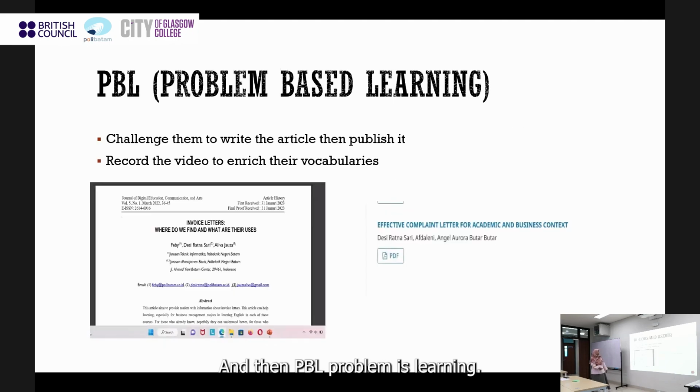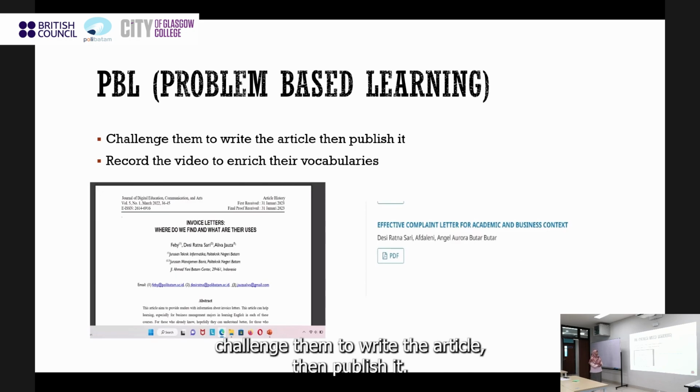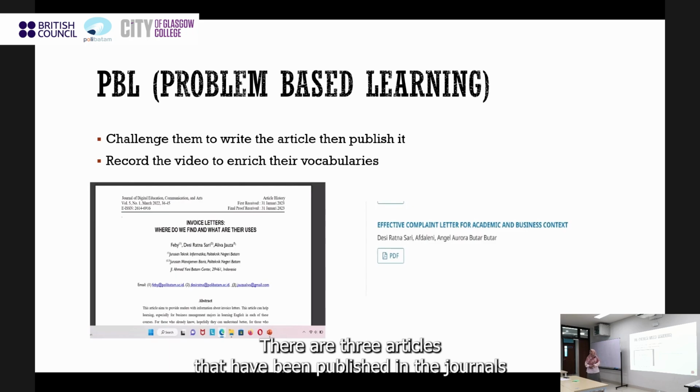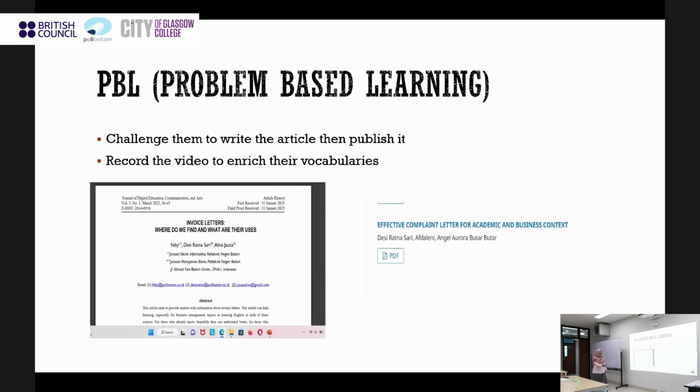And then PBL, problem-based learning. I also apply PBL in my learning method, such as challenging them to write an article, then publish it. There are three articles that have been published in journals, and they also record videos to enrich their vocabulary.